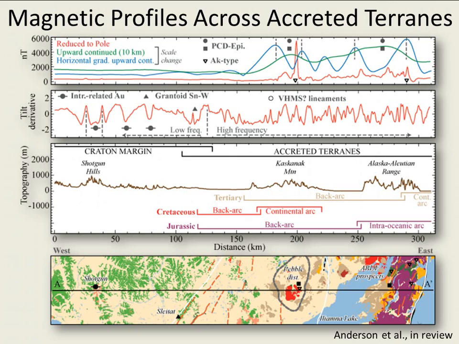The tilt derivative highlights the Hornfels rocks around the Shotgun deposit very well, and may be providing a footprint for intrusion-related gold systems within our continental margin. Proximal to the change from high to low frequency anomalies are our granitoid tin tungsten prospects at Sleetek, and we need to remember that these form near where the back arc and the craton margin meet.